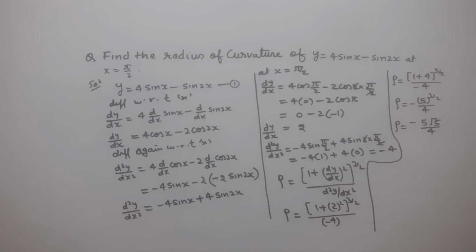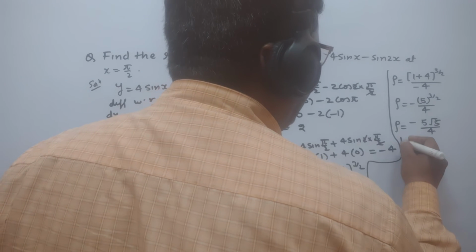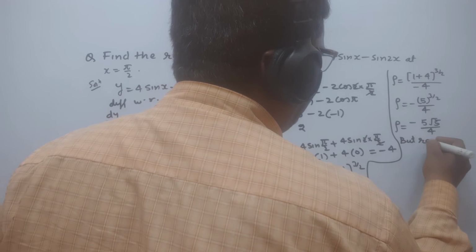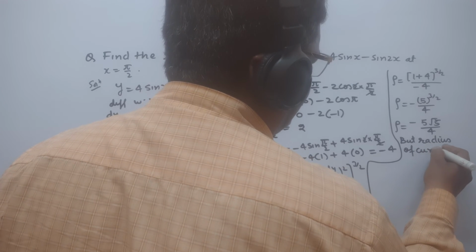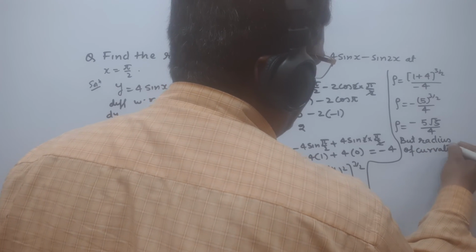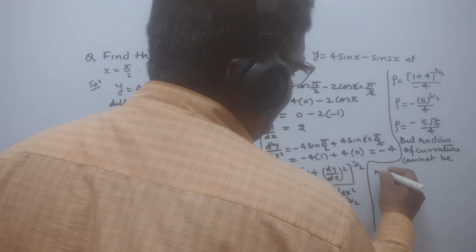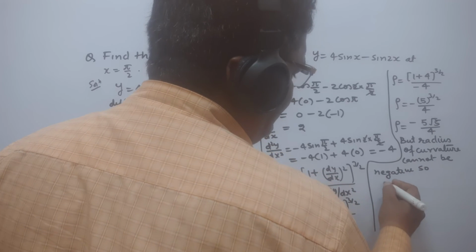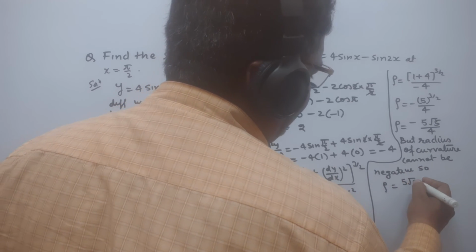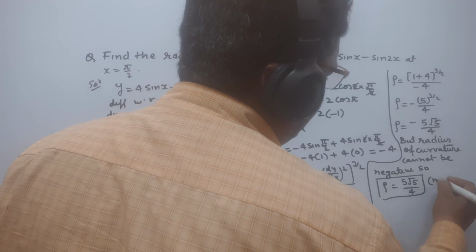But radius of curvature cannot be negative. So neglecting the negative sign, rho is equal to 5 root 5 by 4.